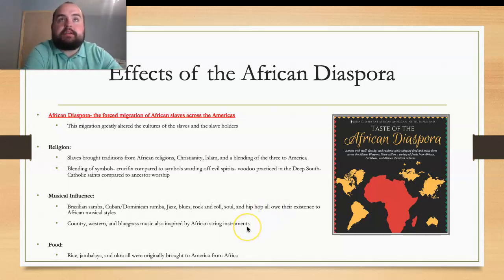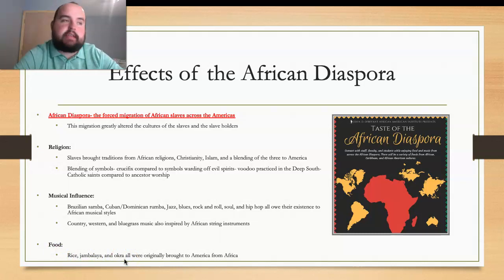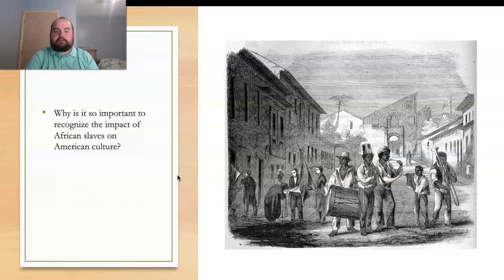However, one thing we don't often give credit to Africans for are country, western, and bluegrass music. But many of these musical styles were actually also inspired by African string instruments that were brought over by slaves. So even country music owes a lot of its existence to the influence of African slaves. Finally, food like rice, jambalaya, and okra were all originally African foods that slaves brought over with them. So, just a few examples of how the African diaspora affected American culture.